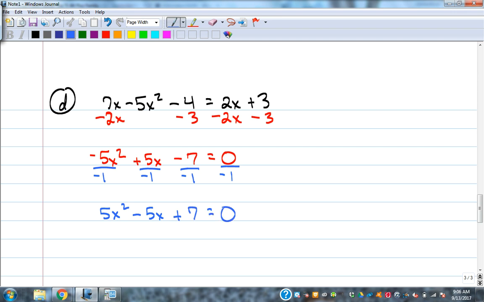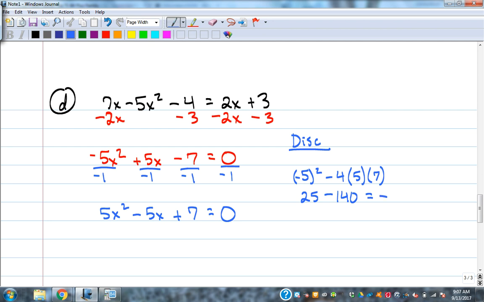All right. Now, we've got A, B, and C. We can find the discriminant based on those. What is the discriminant? What's the formula for it? Technically, it's negative 5, yes. 4 times 5 times 7. So it'd be 25 minus what? 4 times 5 is 20. 20 times 7 would be 140.